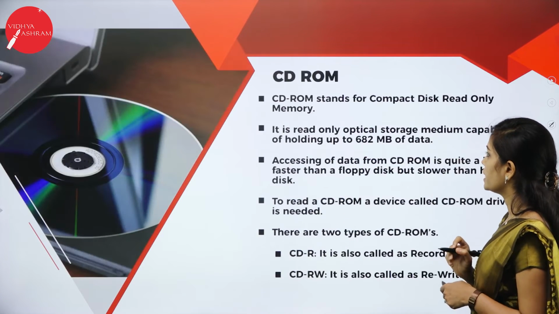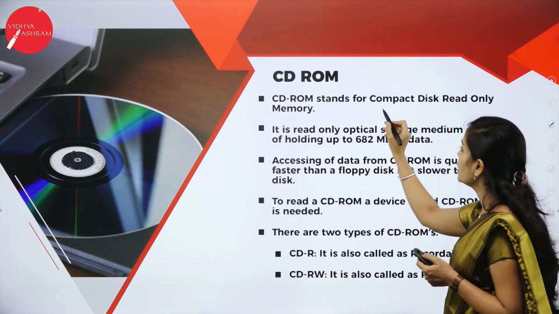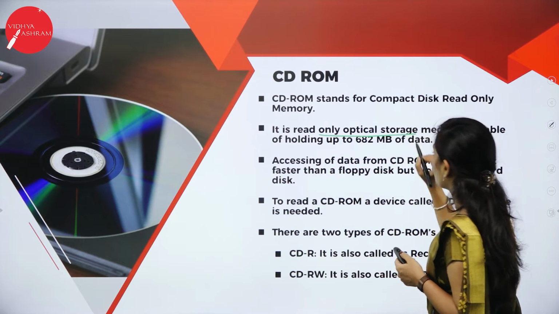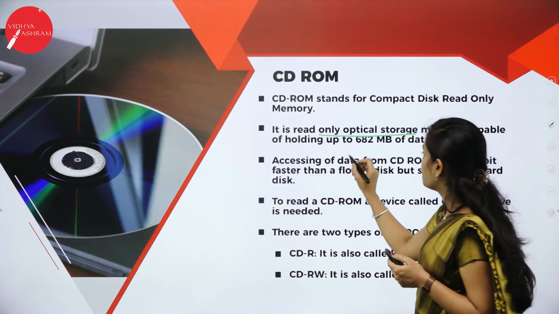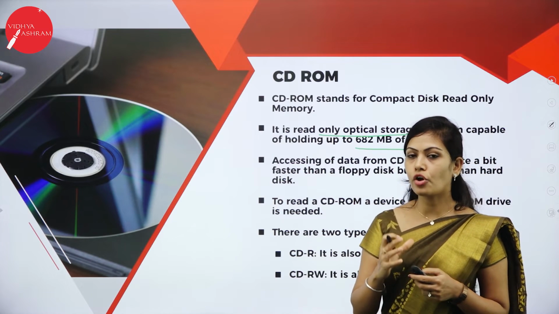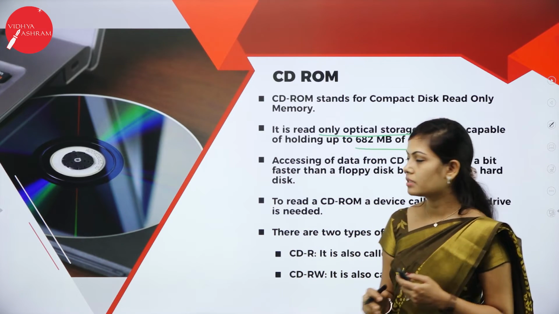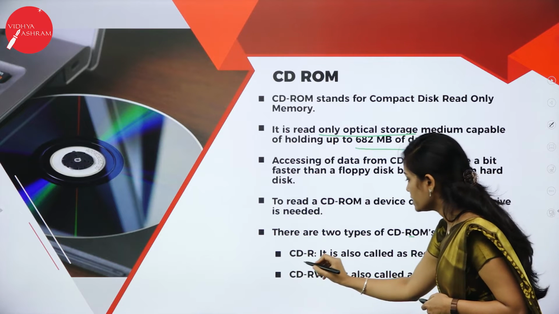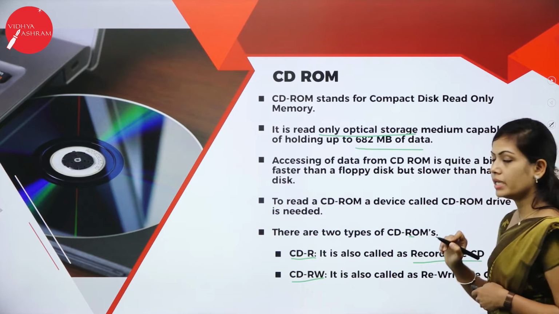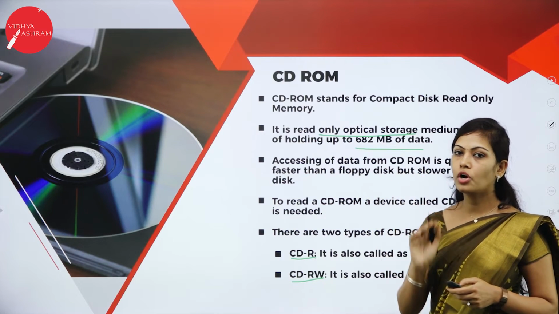So what is a CD? CD-ROM stands for compact disk read-only memory. CD is a read-only optical storage medium. It is capable of holding up to 682 MB of data. Accessing data in a CD-ROM is a bit faster than a floppy disk. Mainly there are two types of CD, that is CD-R and CD-RW. CD-R is recordable CD and CD-RW is rewritable CD. This is one example of an optical disk.